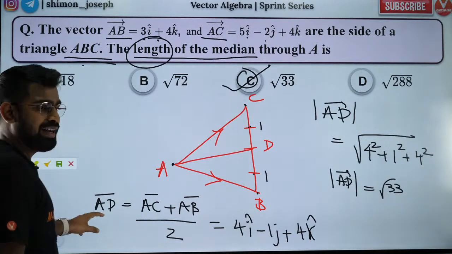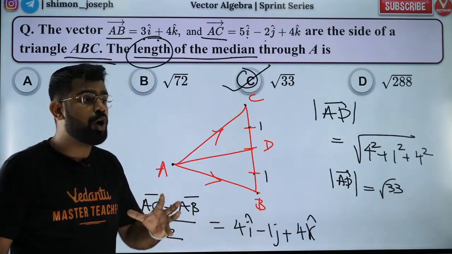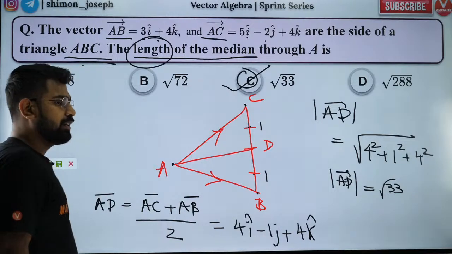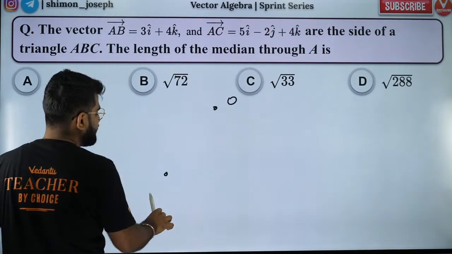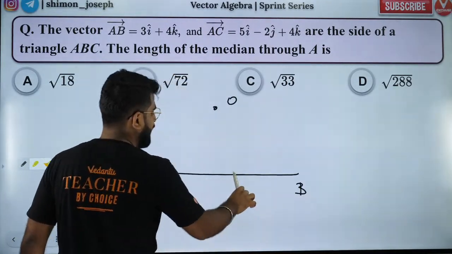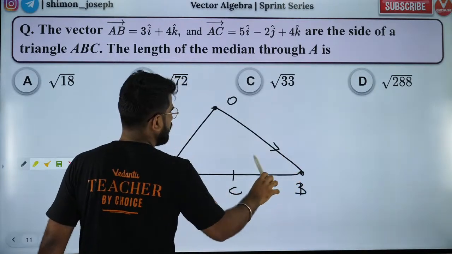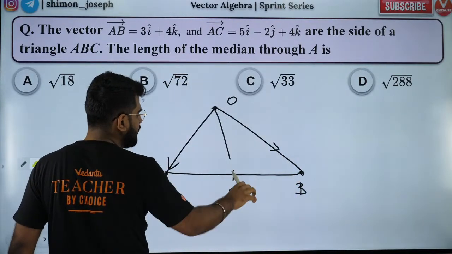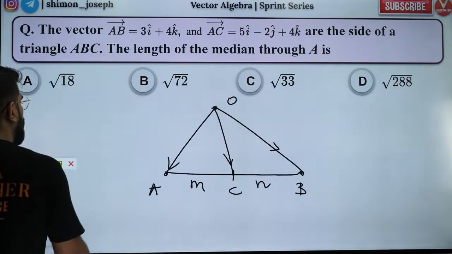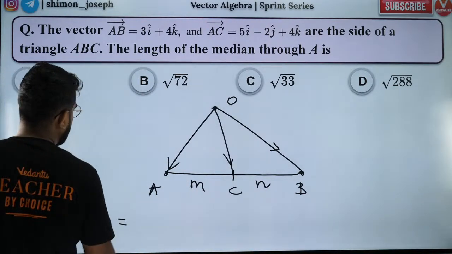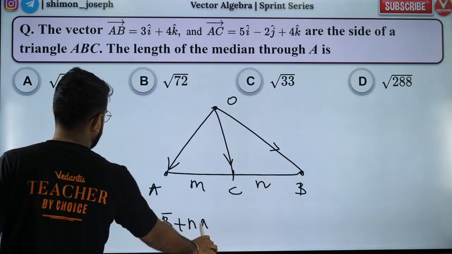So guys, now let me refresh your section formula, because that is very important for your JEE Mains. Let's say you have a point O, and you have A, B, and C. Let's say you have OA vector, OB vector, and OC vector divides AB in the ratio m:n. So how do you get the OC vector? It is going to be m into B vector plus n into A vector, by m plus n.